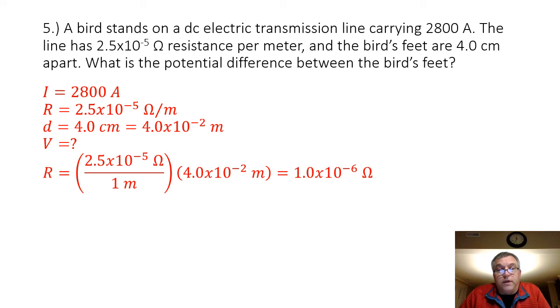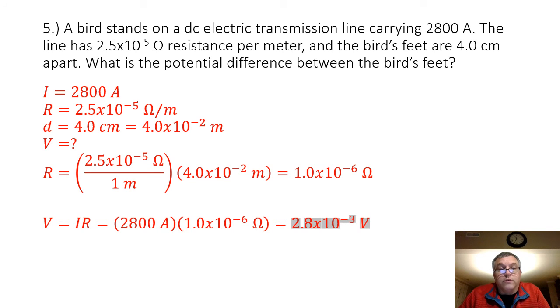between the bird's feet. And now we know with that resistance, we can plug that into Ohm's law, V equals IR, and multiply the resistance between the bird's feet by the current of the line, 2,800 amps, and that's going to give us a voltage of 2.8 times 10 to the minus third volts.